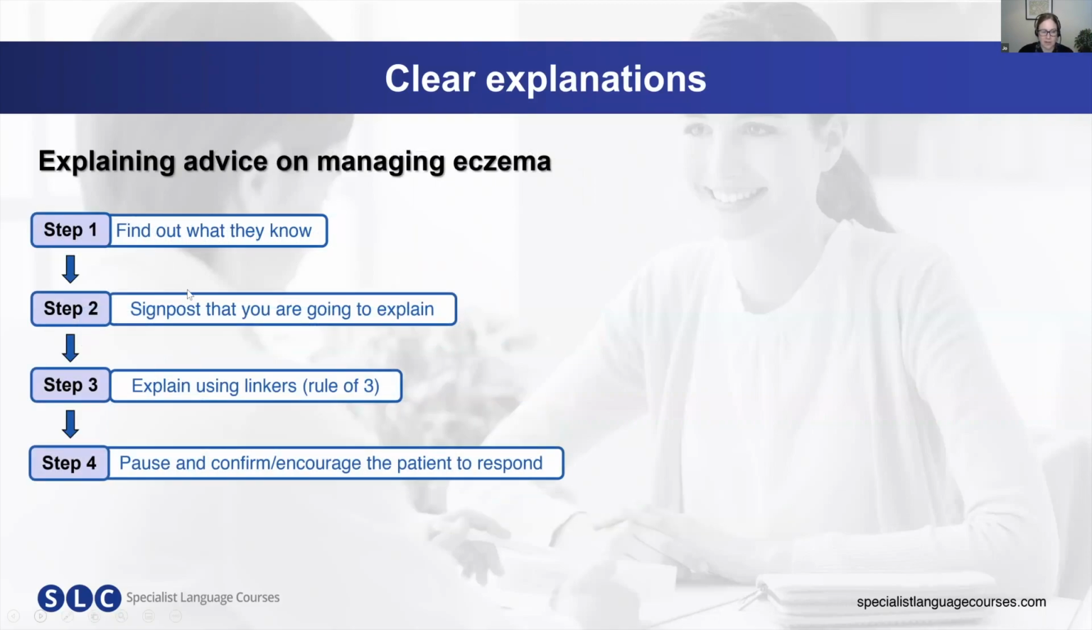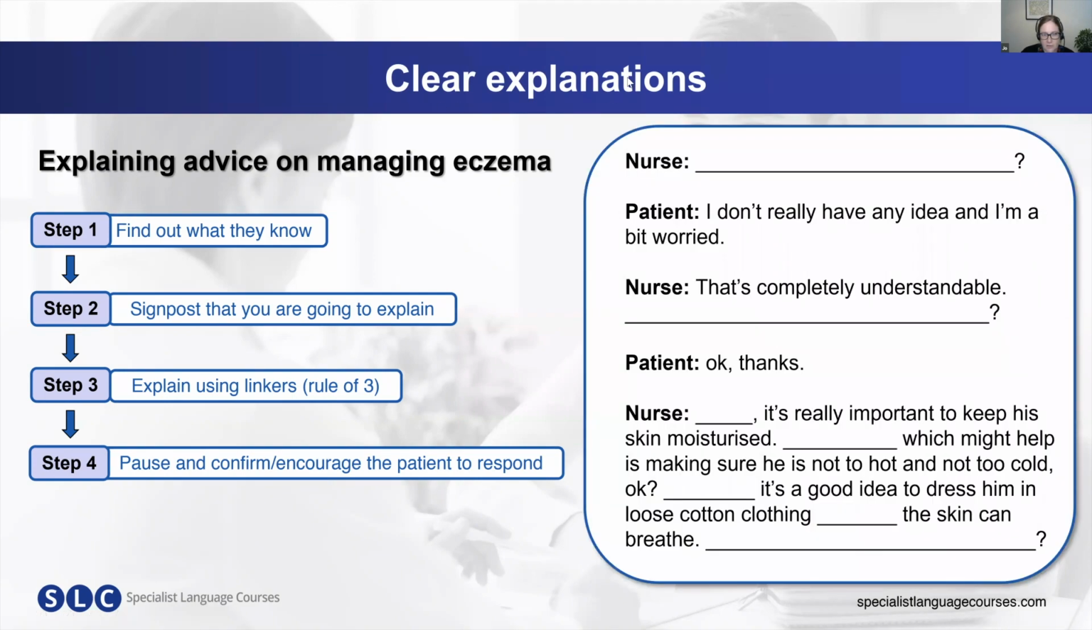So we're going to use these steps now to complete a little text when explaining advice on managing eczema. So imagine you're doing an OET role play, Femi, and part of it is to explain what the mother of a child can do to look after the skin and prevent a flare-up. Okay? So here is the explanation. So we need to follow the steps to complete what the nurse says. So the nurse goes, blah, blah, blah. Patient says, I don't really have any idea and I'm a bit worried. So first thing is find out what they know.